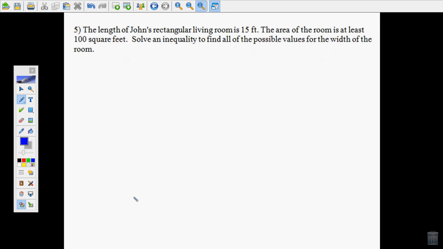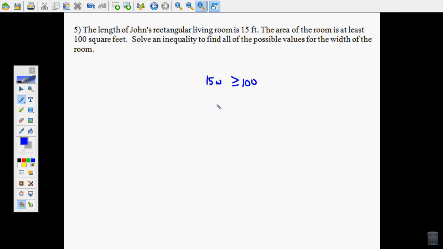Okay, one last example here. See if you can figure out what our inequality would be here. Right, we want it to be greater than or equal to 100 square feet. Okay, the area is 100 feet. We want it to be at least that, so that means it's greater than or equal to. Okay, what would you put on this side? How do you find the area of a rectangle? Okay, it's length times width, and the length is 15. What's the width? Well, we don't know, so it would be 15 times w has to be greater than or equal to 100.